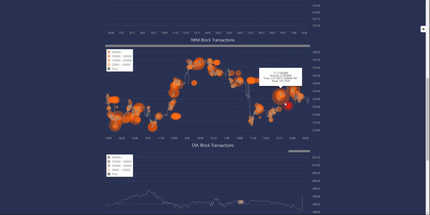We had a big print here, 2.7 million. So that's going to be an important line in the sand, I believe, for IWM, 135.15 to 16 area, and we're right around that now. So I would use that as your line of demarcation now.